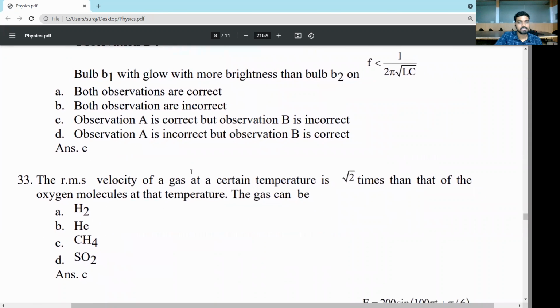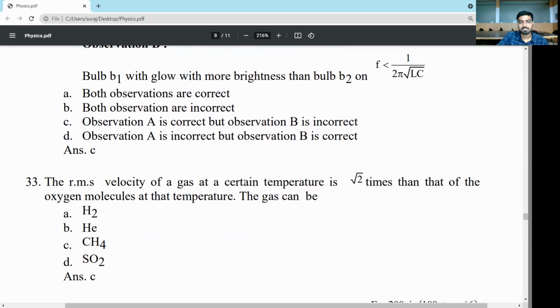Next, coming to question number 33. The RMS velocity of a gas at a certain temperature is 2 times that of an oxygen molecule at that temperature. The gas can be? VRMS is root over 3RT by M. Equate with the oxygen molecule at the same temperature. The molecular mass of an oxygen molecule is 32.